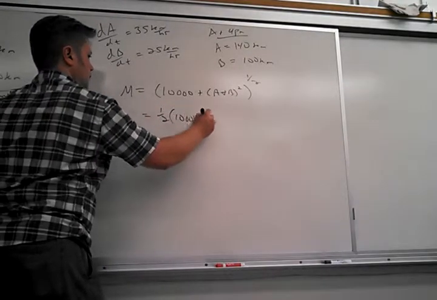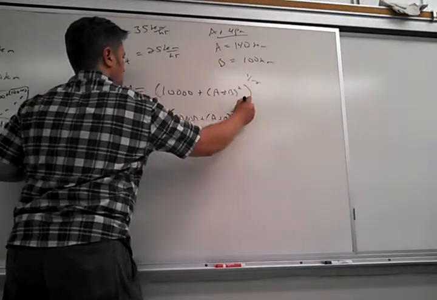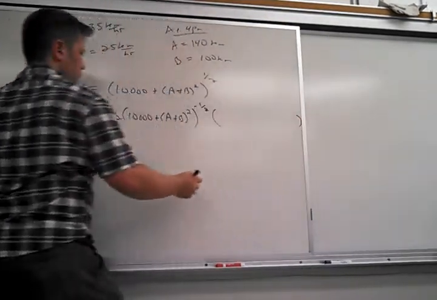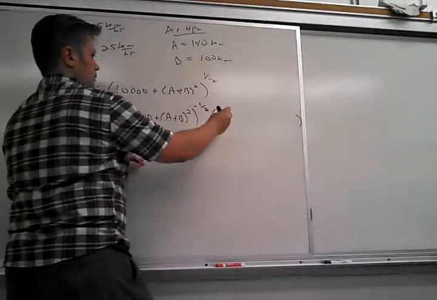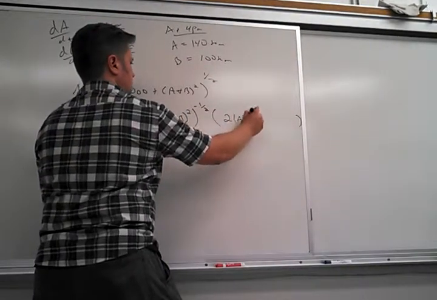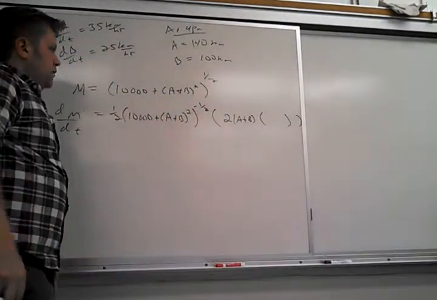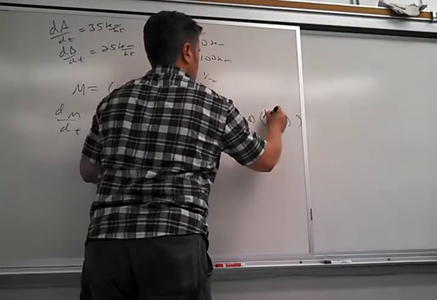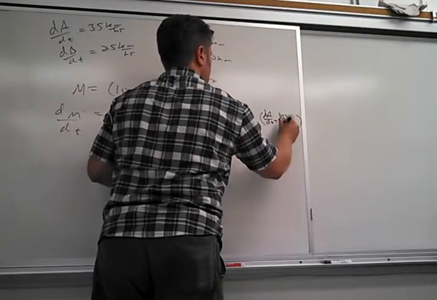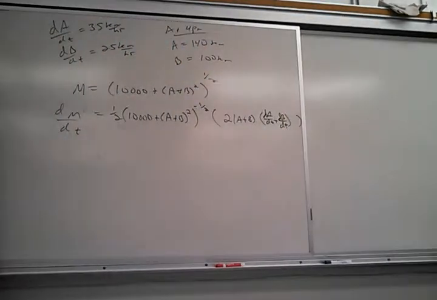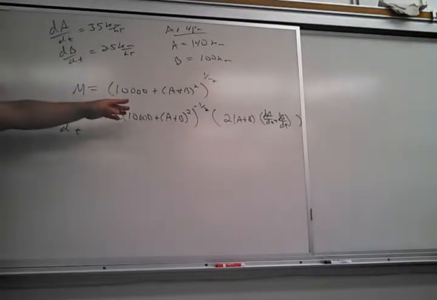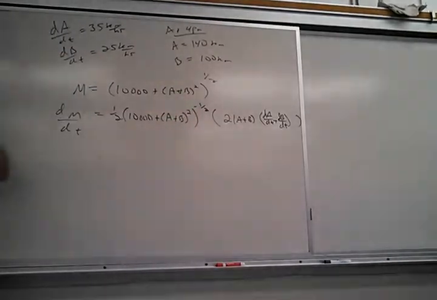Negative 1/2. I like it. Times 0, 0, 0 plus... then I get twice A plus B times dA/dt plus dB/dt. Is that cool? And now it's just plug and chug, right? We know A, we know B, we know dA/dt, we know dB/dt. If you plug an A in, you get a number over there. Kick ass. Okay, cool.